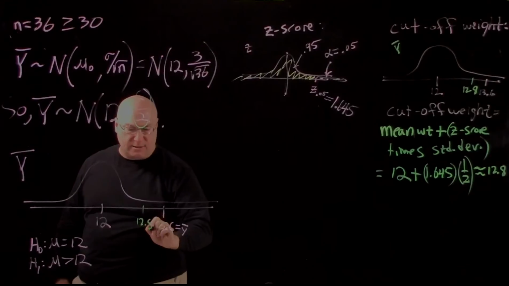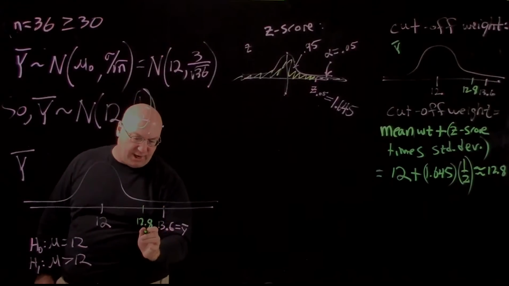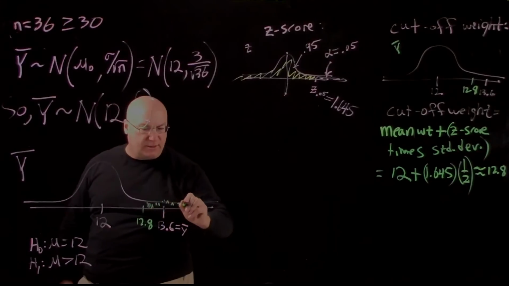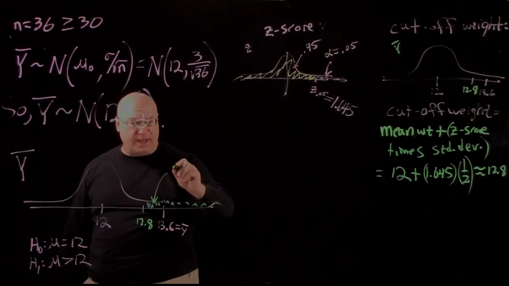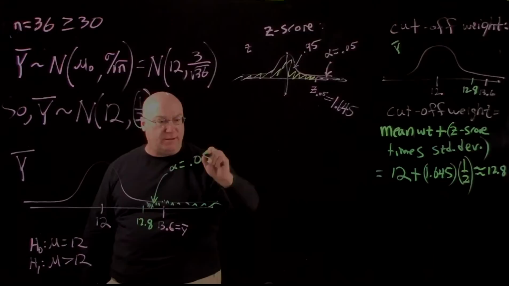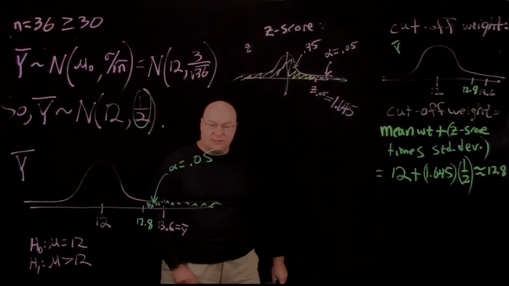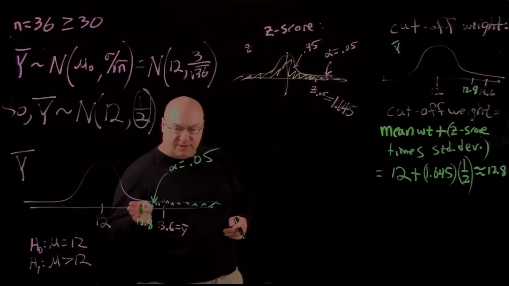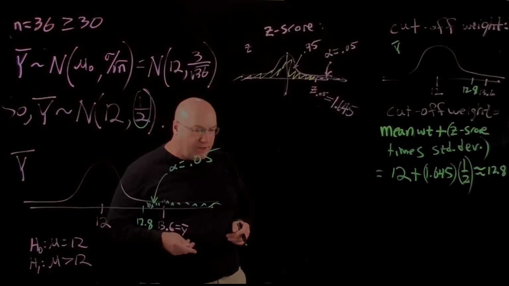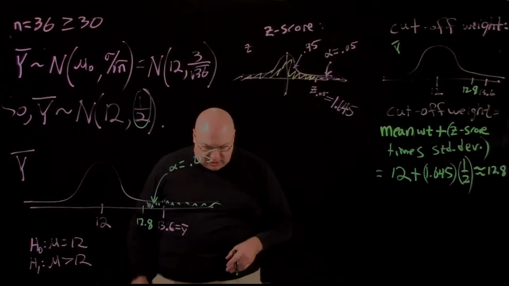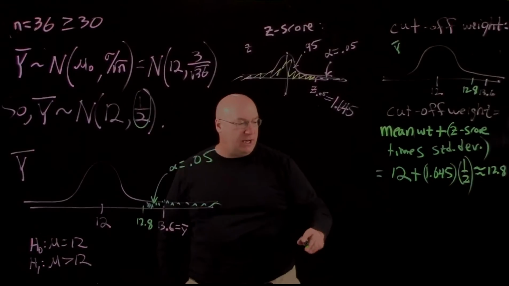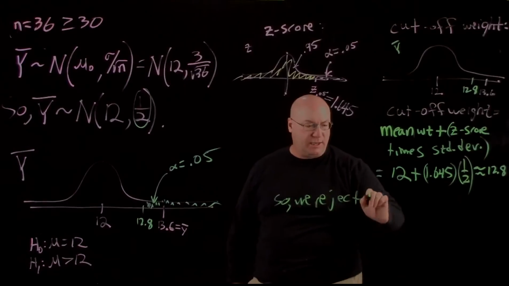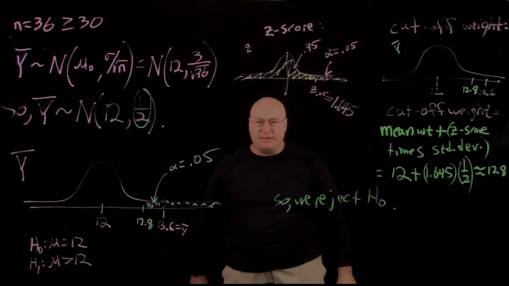This is the cutoff weight, right? This is the cutoff weight. So that's saying that all this green area here, that's my tail probability of 0.05, right? Well, I can now look at this and say that, oh, my value is more extreme than my cutoff weight. So my conclusion here at the top of the next page is, so we reject H naught, correct?